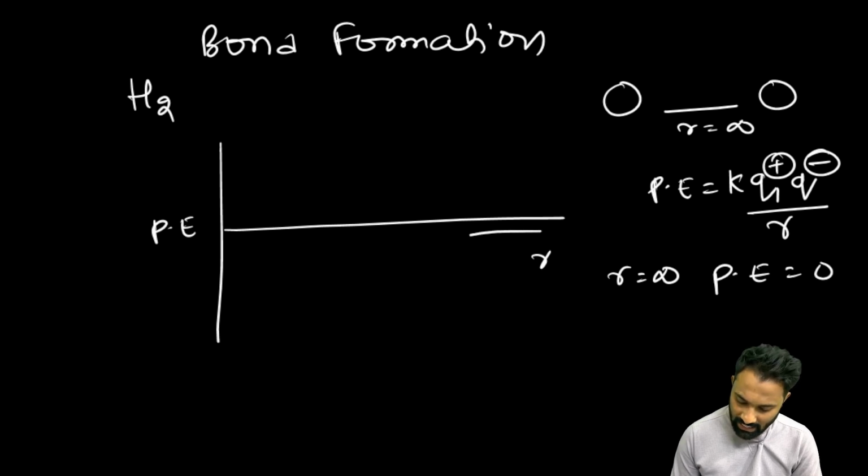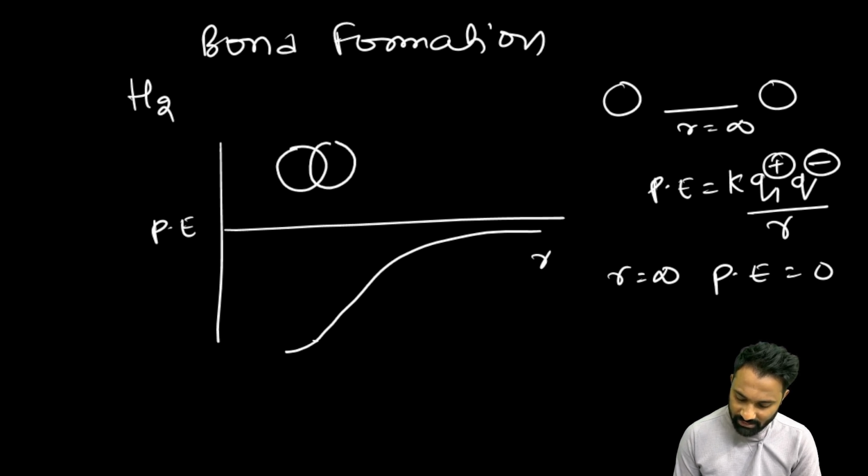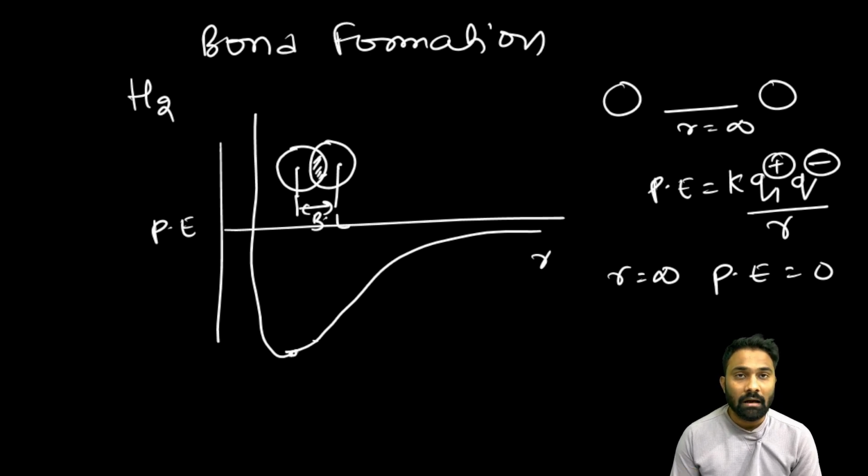Now as the two hydrogen atoms attract each other, the potential energy is decreasing, and they have overlapped some region of one hydrogen atom with another hydrogen atom. This region we call the overlapping region, and the length between this nucleus and this nucleus we call the bond length. Still, if you want to decrease this bond length, what happens? The potential energy will increase. Every molecule wants to attain stability, and the bond will be formed at a certain bond length.